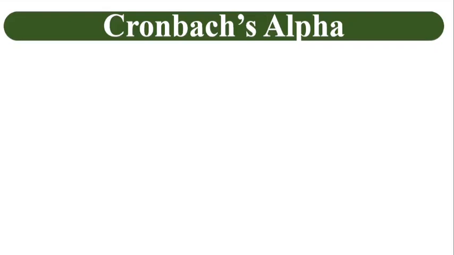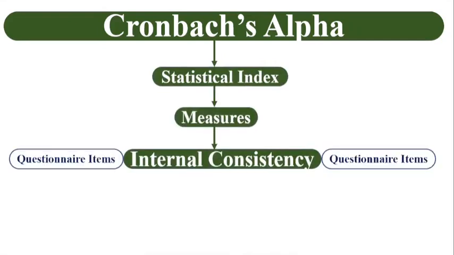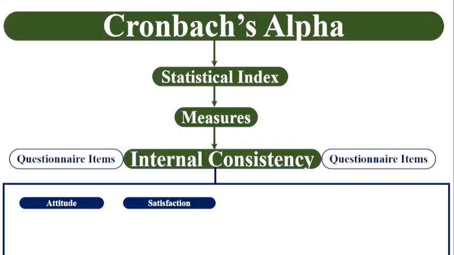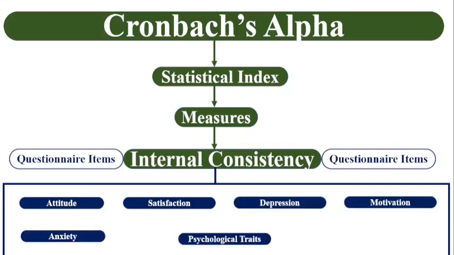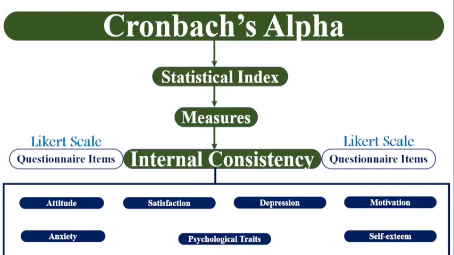Cronbach Alpha is a statistical index that measures the internal consistency of a set of items in a questionnaire. It tells us how closely related a set of items are as a group and how reliably they measure the same underlying construct like attitude, satisfaction, depression, motivation, anxiety, psychological traits, or self-esteem. It's commonly used when you have multiple Likert scale questions in a questionnaire survey that form a scale designed to measure a single underlying construct.